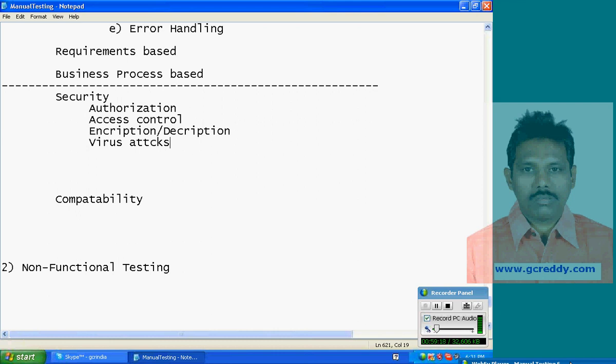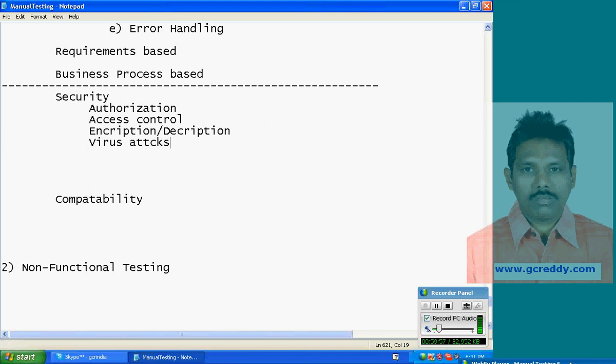See, different levels of users. Access control means permissions or services. It has to provide services based on user privileges. You have to check that operations, whether the system is providing correct services or not, based on user level.